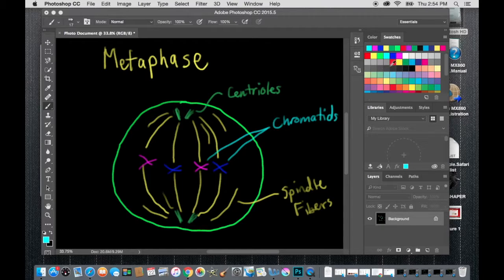But right now the chromosomes are aligned at the equator of the cell so that they can be split, and then the chromatids will be pulled to the poles of the cell. But as of right now in metaphase, they sit at the equator.